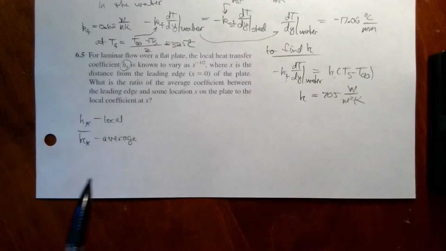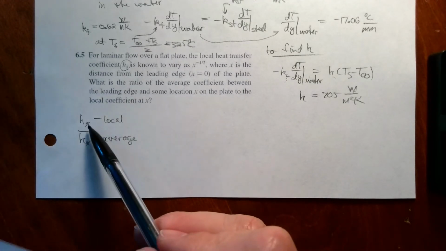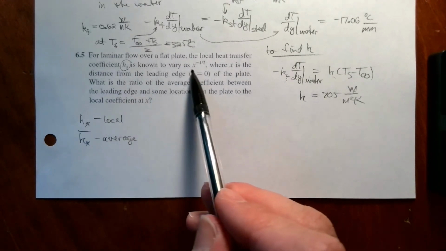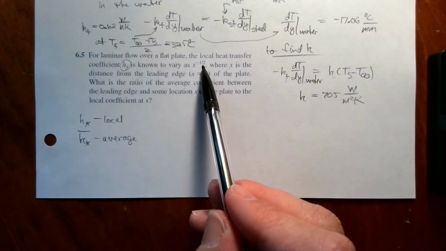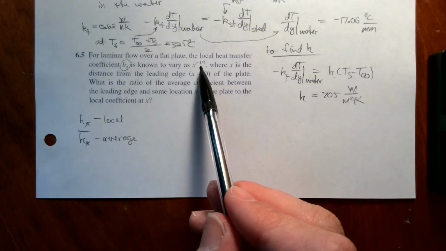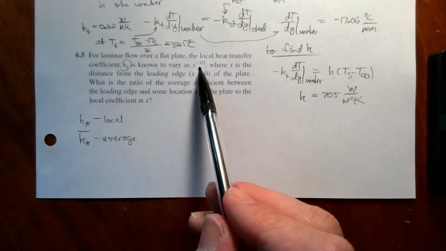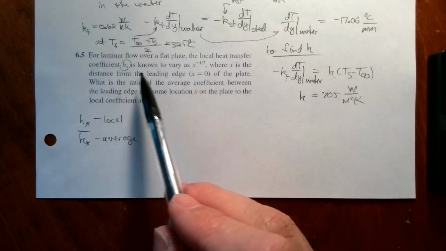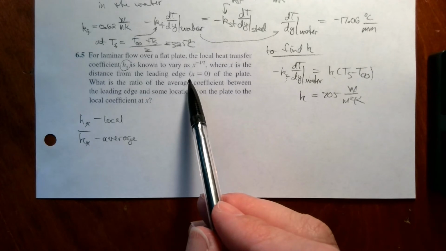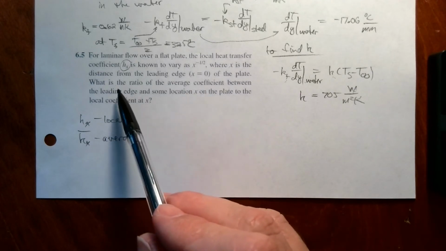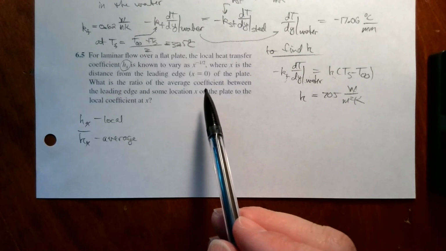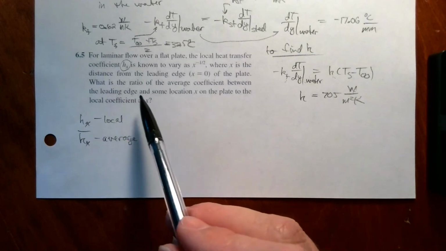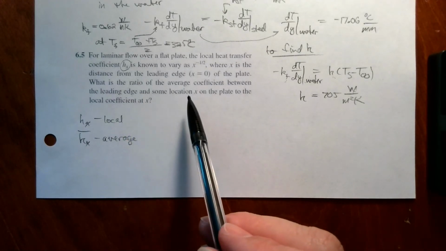So just some notes on nomenclature there. They're saying that the local h varies with X to the minus 1/2 power, very, very close to how the boundary layer thickness varies. X is the distance from the leading edge of the plate. What is the ratio of the average convection coefficient between the leading edge and the location X?